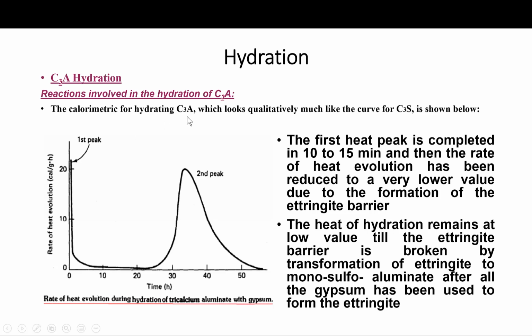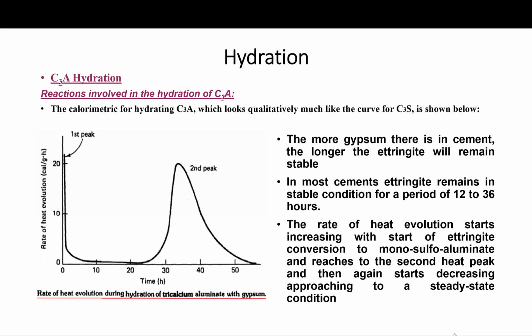The heat of hydration remains at a low value till the ettringite barrier is broken by the transformation to monosulfoaluminate, after all the gypsum has been used up to form the ettringite. Then, the more gypsum there is in cement, the longer the ettringite will remain stable.